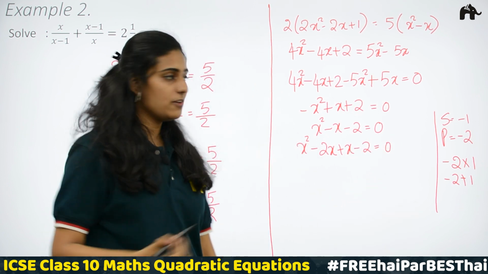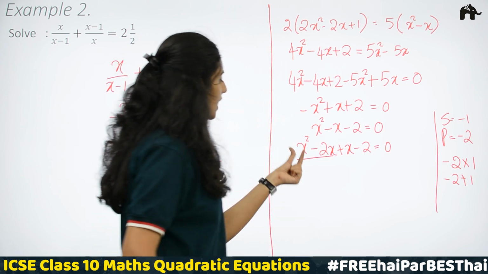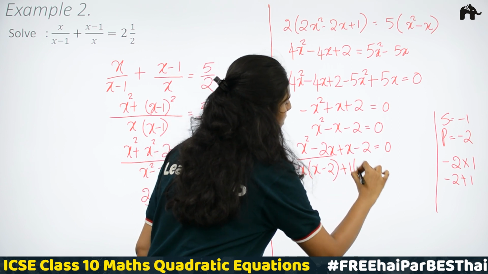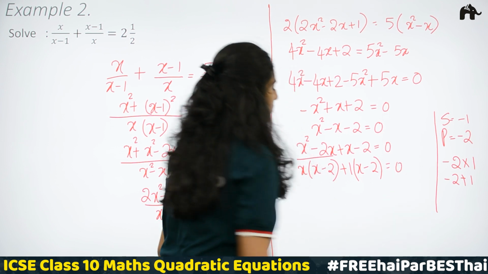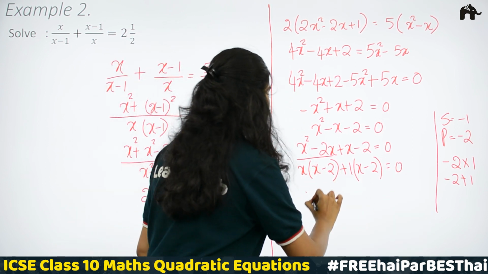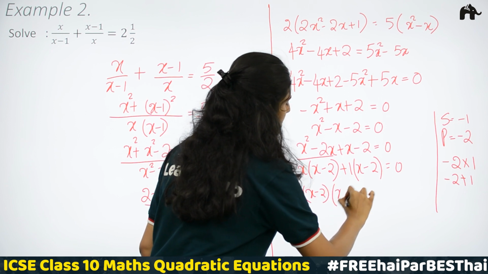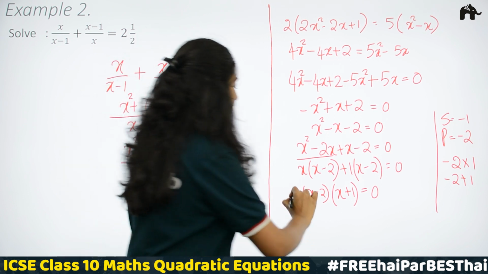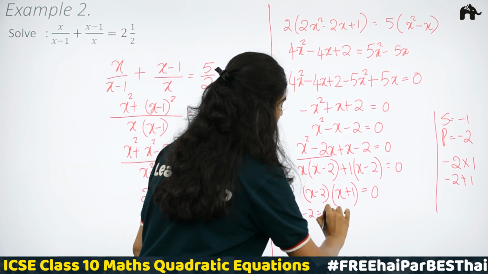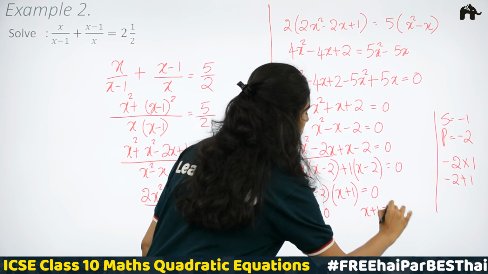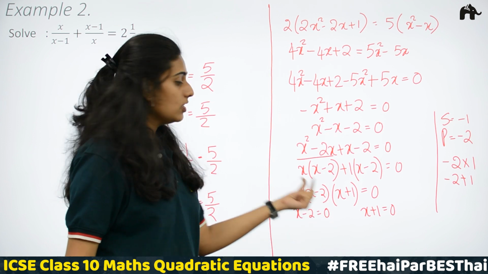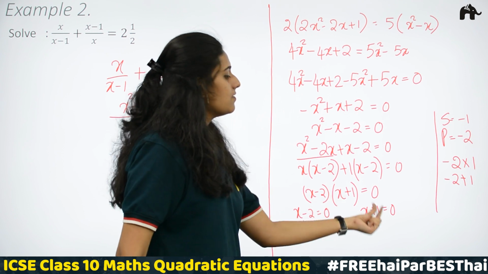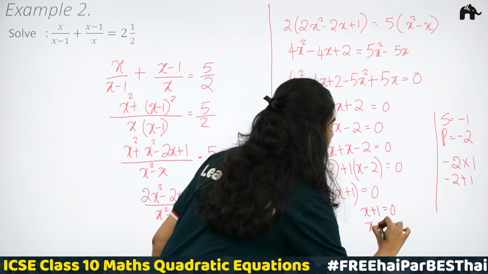Next step, taking common factors. Here, from this we can take x outside. Then we have x into (x minus 2) plus 1 into (x minus 2) is equal to 0. Now x minus 2 is common. Taking x minus 2 outside, remaining we have x plus 1 is equal to 0. Next step, applying the zero product rule. Either x minus 2 is equal to 0 or x plus 1 is equal to 0. If x minus 2 is equal to 0, then what is x? x will be equal to 2. If x plus 1 is equal to 0, then x will be equal to minus 1.